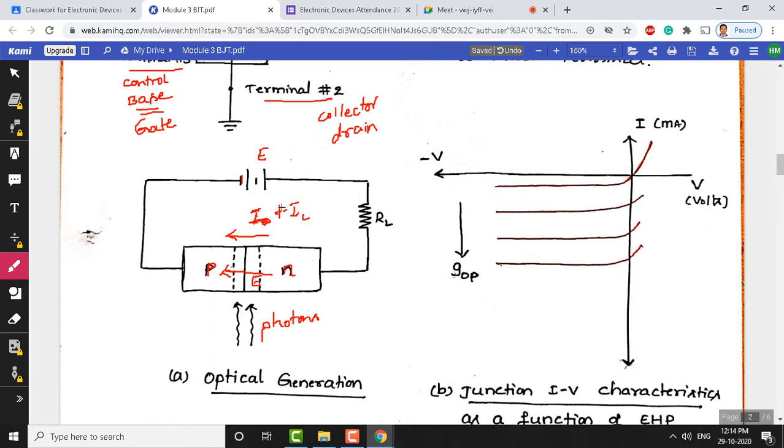Remember that both currents are going to be negative. The current that flows from P to N is taken as positive, and the current that flows from N to P is taken as negative. So, both currents are negative, and you can indicate that with a minus sign in this direction. I naught is the current in the absence of light, called the reverse saturation current, and IL is the current due to illumination when the photons are falling on this.